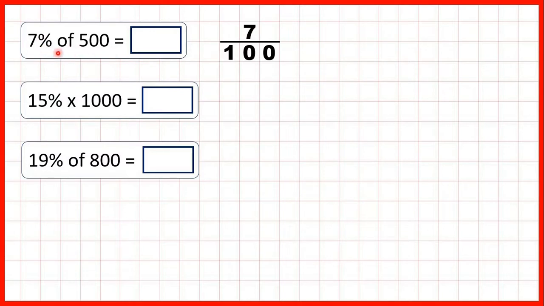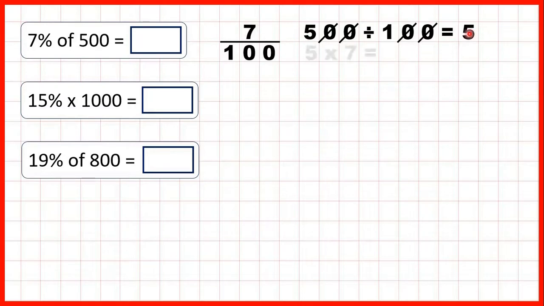So, to find 7% of 500, first we can divide 500 by the denominator, so divide by 100. 500 divided by 100 is 5, because we can cancel the two end zeros, and then 5 divided by 1 is 5. So now we need to take that answer and multiply it by the numerator, so we need to work out 5 times 7. 5 times 7 is 35, so 7% of 500 is 35.